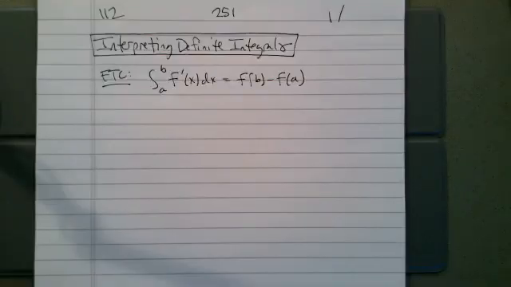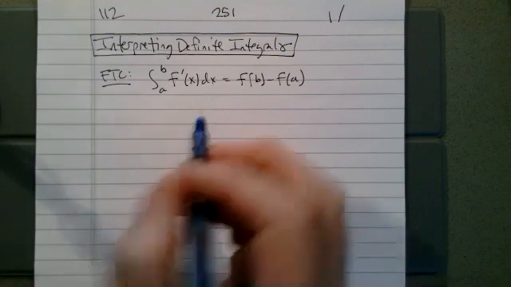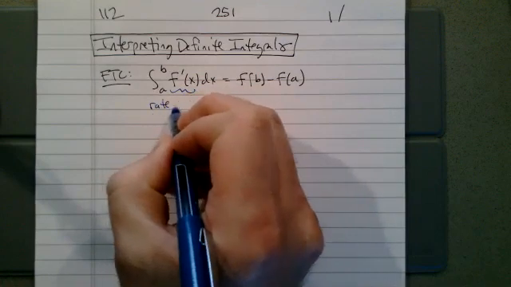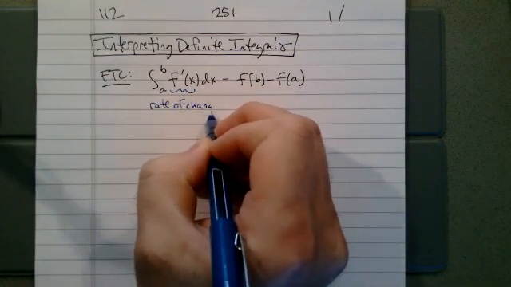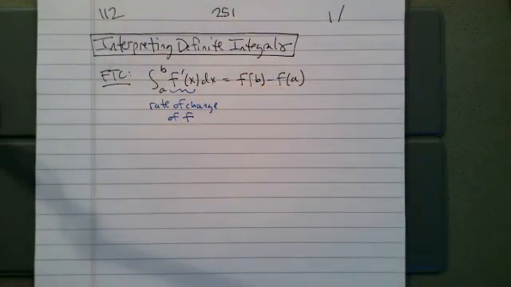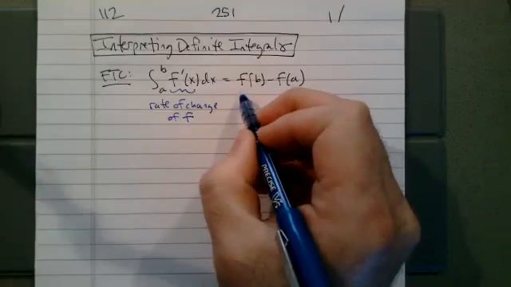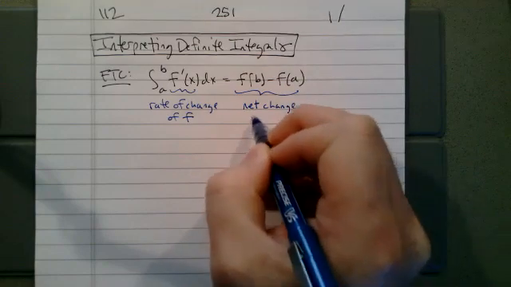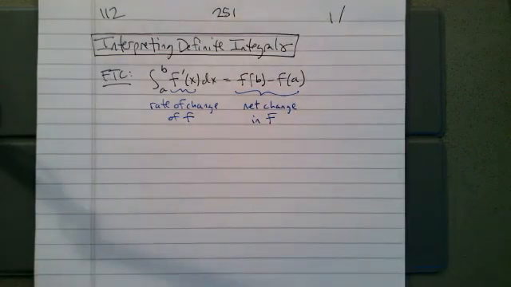Today we want to continue interpreting definite integrals. So I have a simplified version of the fundamental theorem of calculus, which says that the definite integral from a to b of f prime of x dx is f of b minus f of a. Remember that f prime of x we can also think of as the rate of change of f. Then the dx says with respect to x. And so over here on this side, we have the net change in f on the interval from a to b.